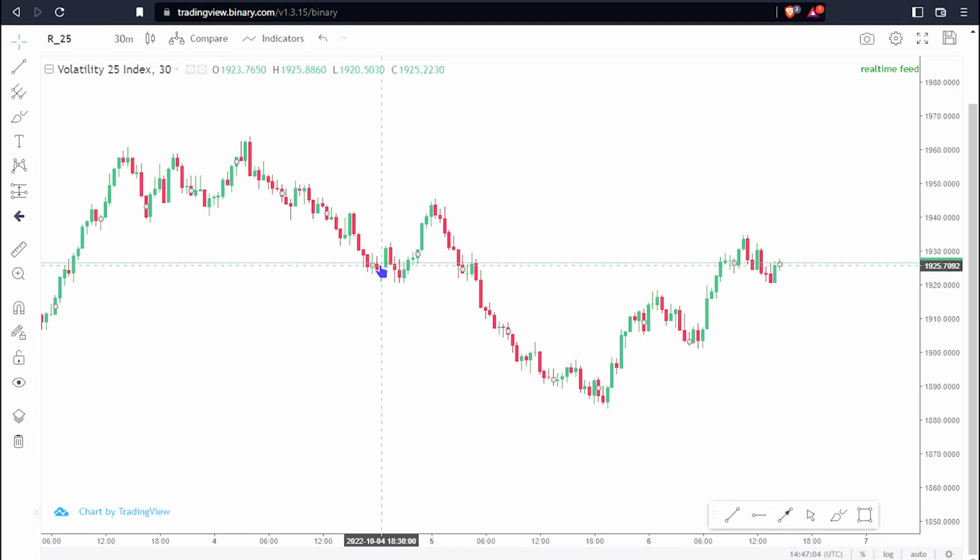Hello guys, let me just share with you some few price action techniques.